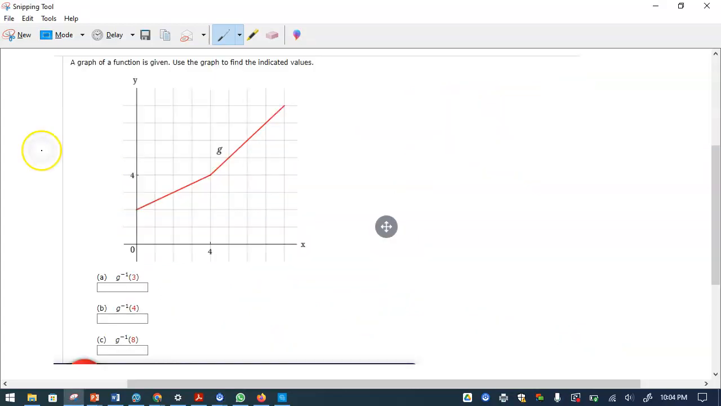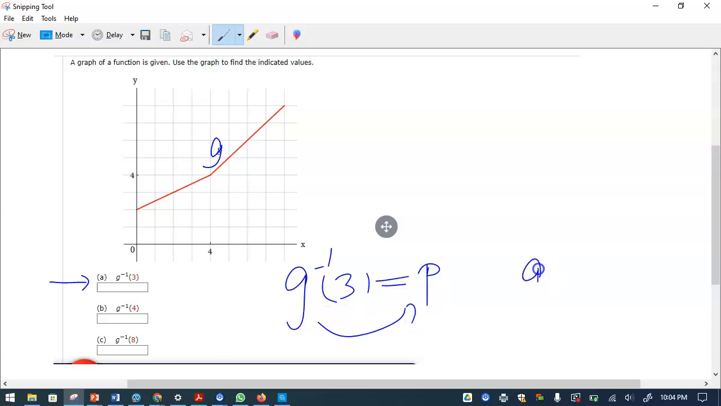So you can see there's a graph of this. This is the graph of g, and they're asking what is g inverse of 3. So imagine you don't know what the answer is. I'll just put it as p. Well, all this means is g of p is 3. So they already give us the function g, and it says 3. This is the output, which is the y, and we want to know what is x.